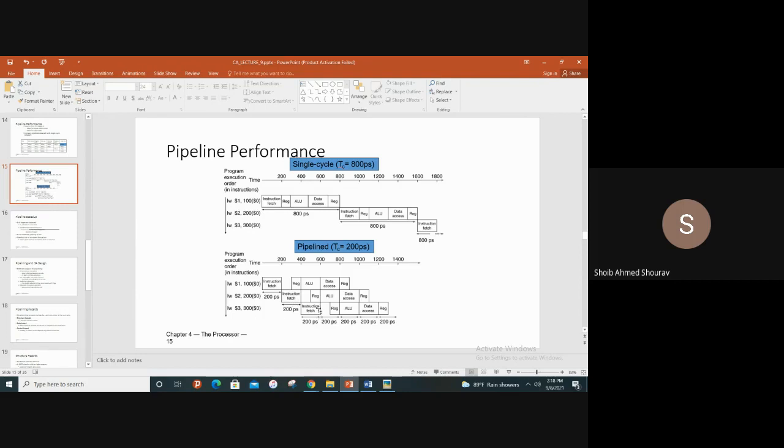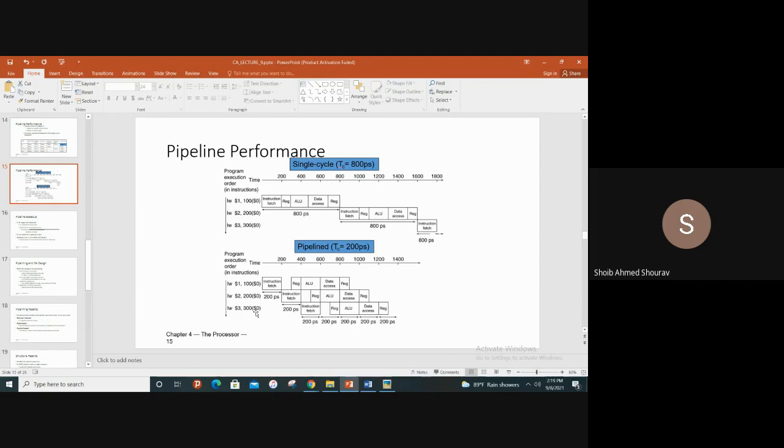Like for this third load word instruction, this instruction fetch was busy up to 400 picoseconds, right? It wanted that instruction fetch resource. It was ready to work in the first cycle, but just could not, because this instruction fetch resource was serving two instructions in two cycles. So this third instruction, load word, had to wait for 400 picoseconds because the instruction fetch resource was busy up until 400 picoseconds.